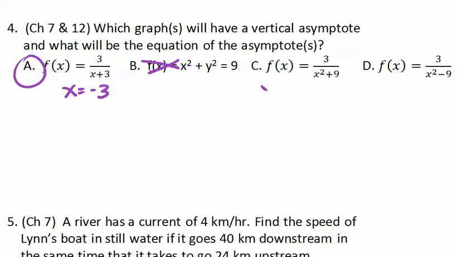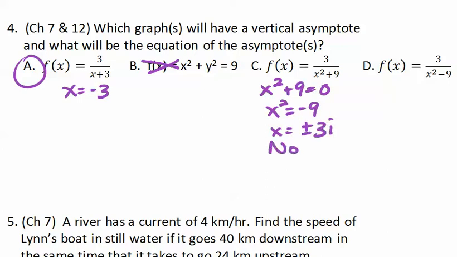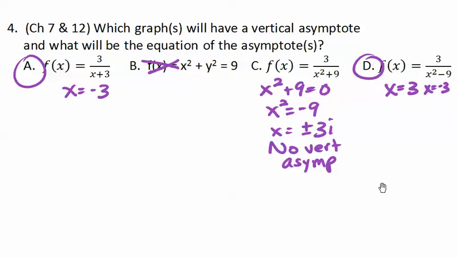Here, can the denominator ever be equal to 0? If we tried solving this, you can see we would only get plus or minus 3i. So there are no vertical asymptotes. There are no real numbers that cause trouble. But here this factors as x plus 3, x minus 3. So here there are 2 vertical asymptotes. So A and D both have vertical asymptotes.